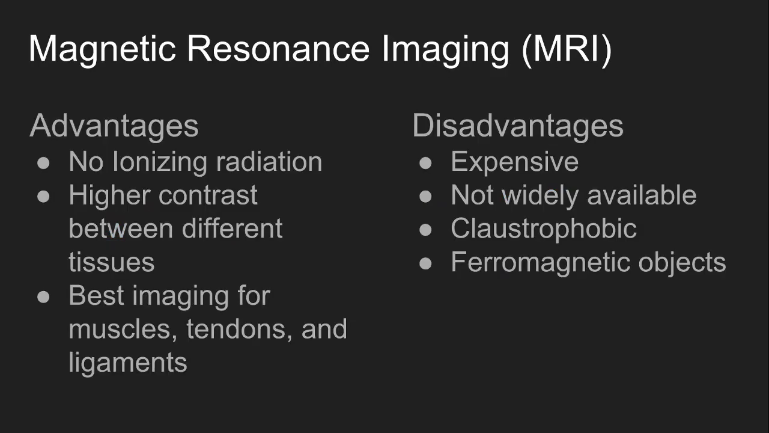Some advantages of MRI are that there is no exposure to ionizing radiation, making them safe in children as well as pregnant women. There is much higher contrast and therefore better visibility between different soft tissue types. For this reason, MRI is the best imaging modality for muscles, tendons, and ligaments. Disadvantages of MRI include that it is expensive and not widely available. It cannot be used on patients who are claustrophobic, as the patient is enclosed in the machine for anywhere between 15 minutes to over an hour.